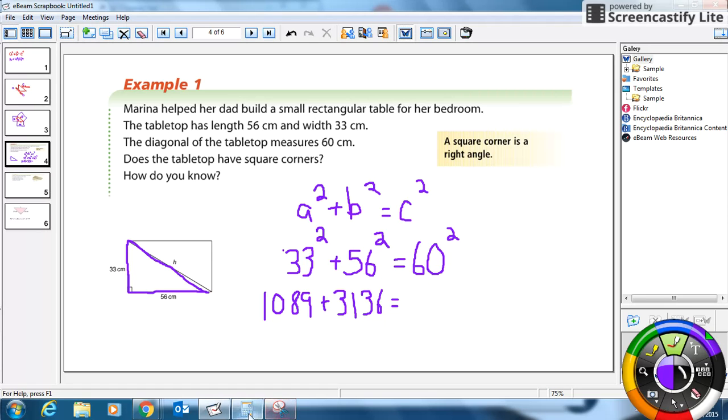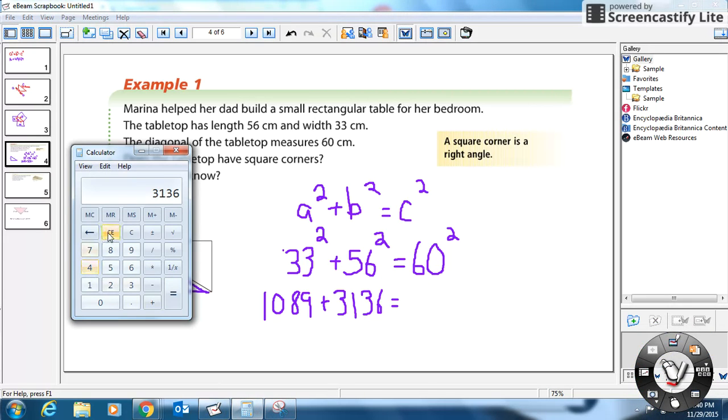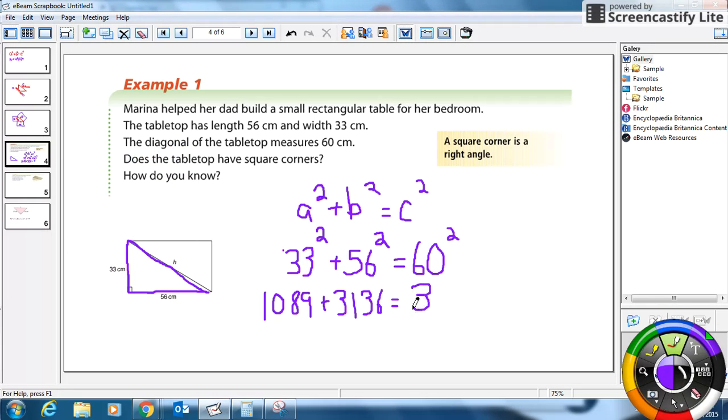So what's 60 squared? Well, I know 6 times 6 is 36, and add 2 zeros. I think it's going to be 3,600, but let's just double check that. It is 3,600. Okay. So we know the area of this square is 1,089. We know the area of this side is 3,136. If we add them together and we get this number, we know that this angle is 90 degrees.